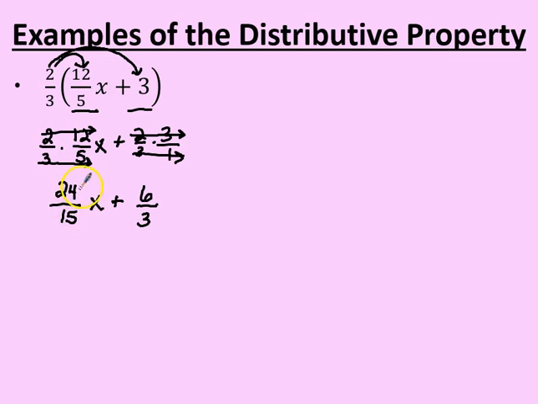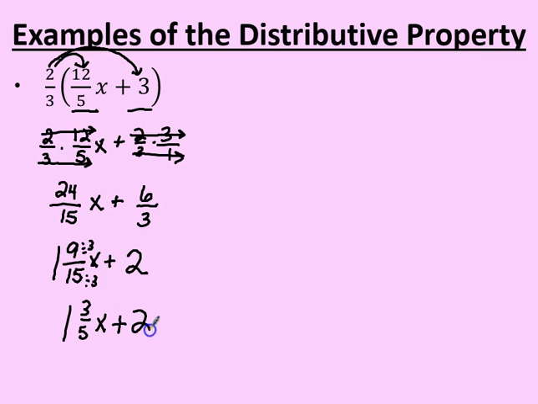Now, you could change these to mixed numbers if you wanted to. How many sets of 15 can we make with 24? One whole set. How many are left over? 9. And the denominator stays the same because it tells the size of the pizza. So we get 1 and 9/15 x plus 6 divided by 3 is 2. We can still reduce 9/15 by 3 to get 1 and 3/5 x plus 2.